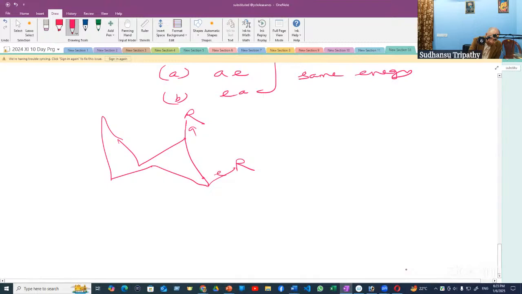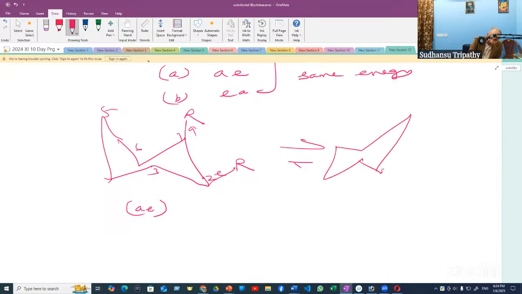This is E, EA, in the same sequence. I am numbering 1, 2, 3, 4, 5, 6. So we will call it AE. But if we flip it to the other chair form, which is happening rapidly, because the barrier to all these flipping processes is not much, unless some very strong bulky group is there, I'll tell you that.